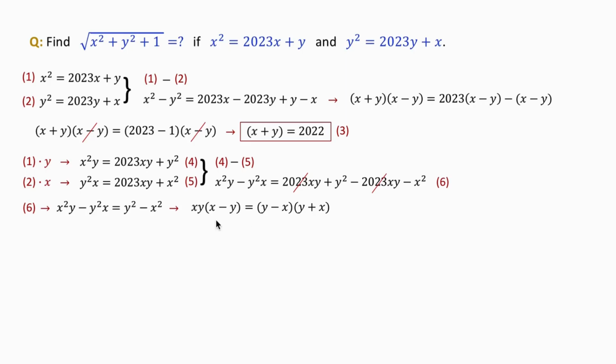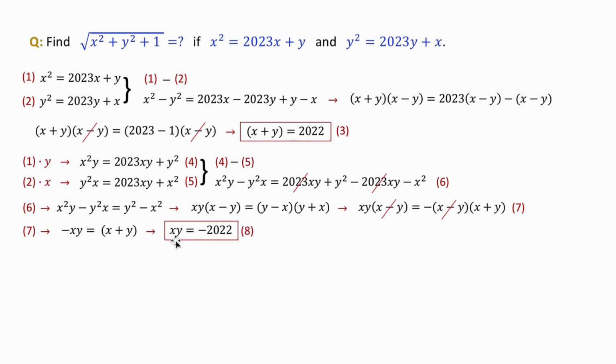To cancel out x minus y from both sides, we can factor out a minus sign from this term, like this. Now we can eliminate x minus y from both sides to get equation 7. So on the right side, we have x plus y. But from equation 3, we know that x plus y is 2022. So we replace x plus y by 2022, and the product of x and y becomes minus 2022. These two equations are the pillars for solving this problem.